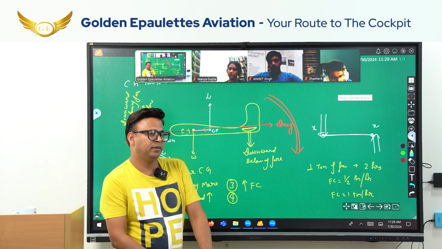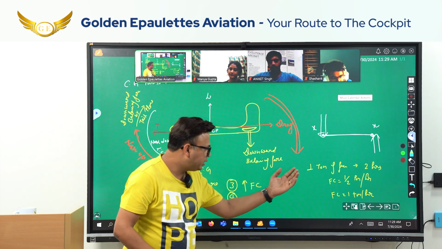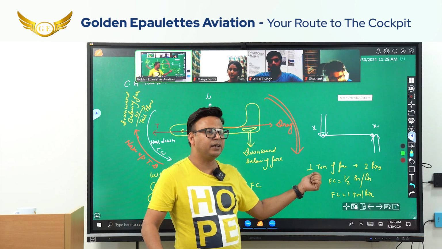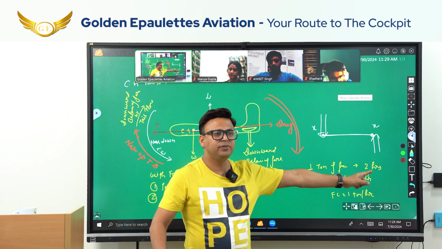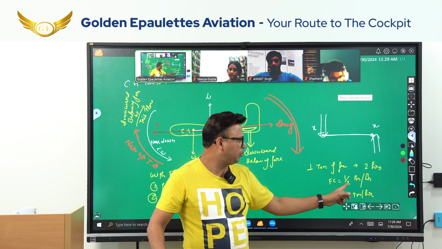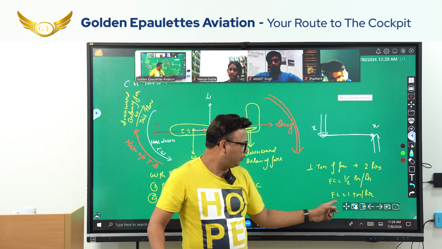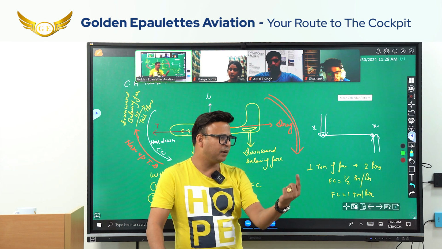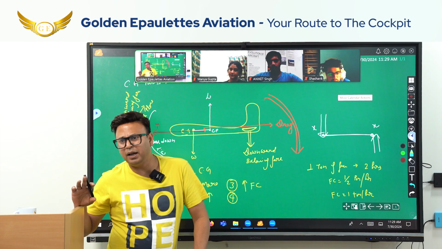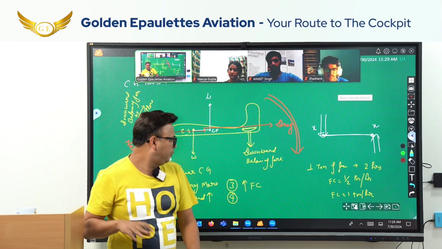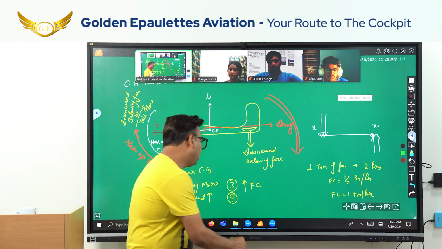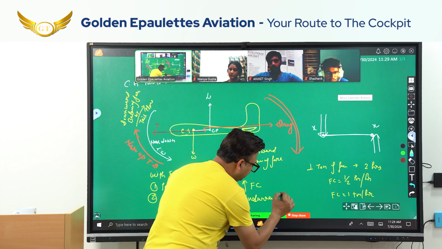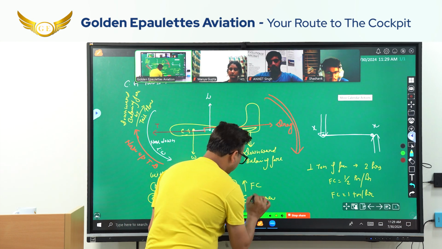1 hour. Exactly 1 hour. First you had 1 ton which was lasting for 2 hours. Your fuel consumption was half ton per hour. Now your fuel consumption is 1 ton per hour, means this will last for 1 hour. So your endurance is 1 hour. So that means if your fuel consumption has increased, your endurance of the aircraft will reduce. Okay?